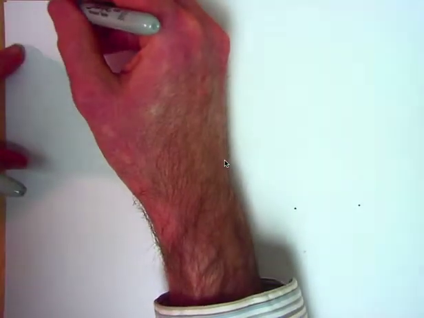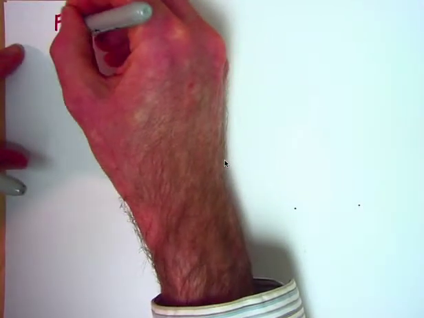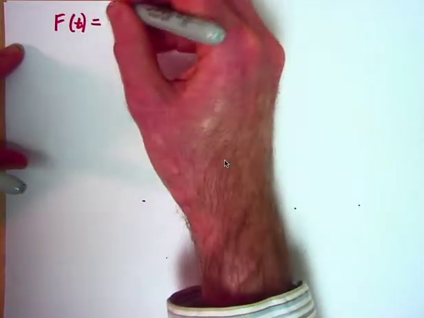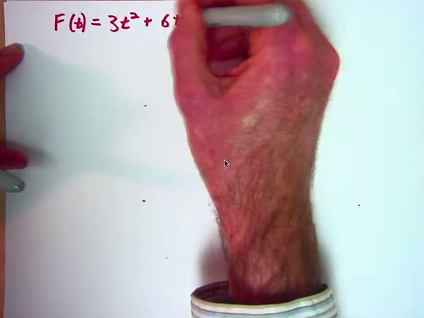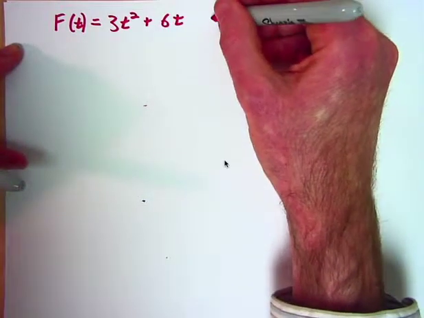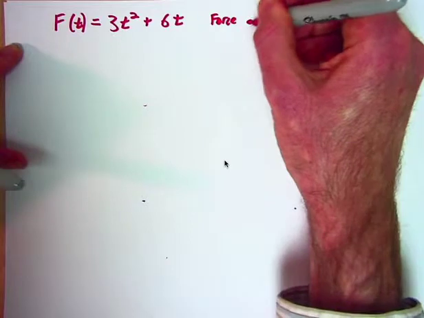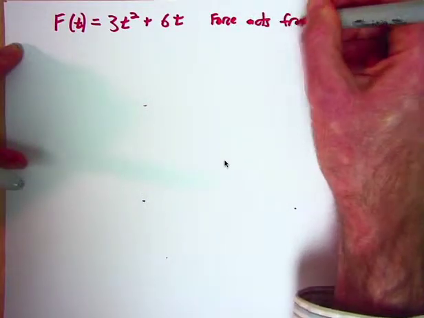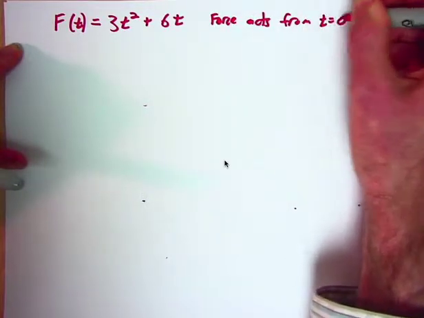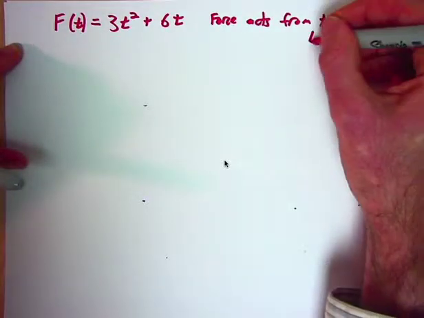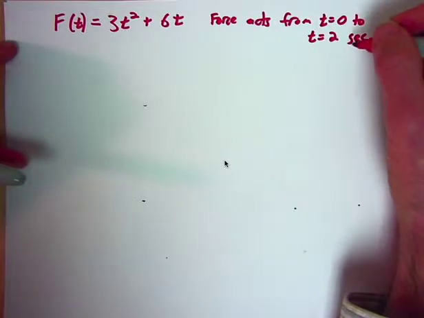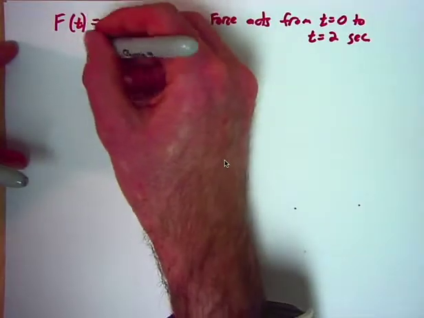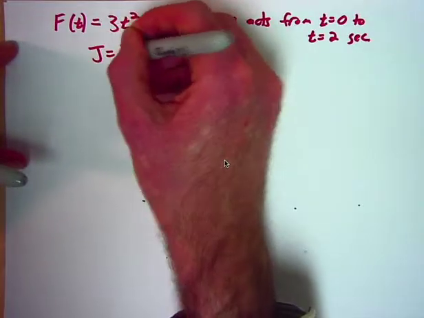So let's see. Just making something up, let's say I've got an equation that looks like this. Force as a function of time is 3t squared plus 6t. And I want to say that the force acts from t equals 0 to t equals 2 seconds. So you need some limits if you're going to integrate, right? And the question is, what's the impulse?